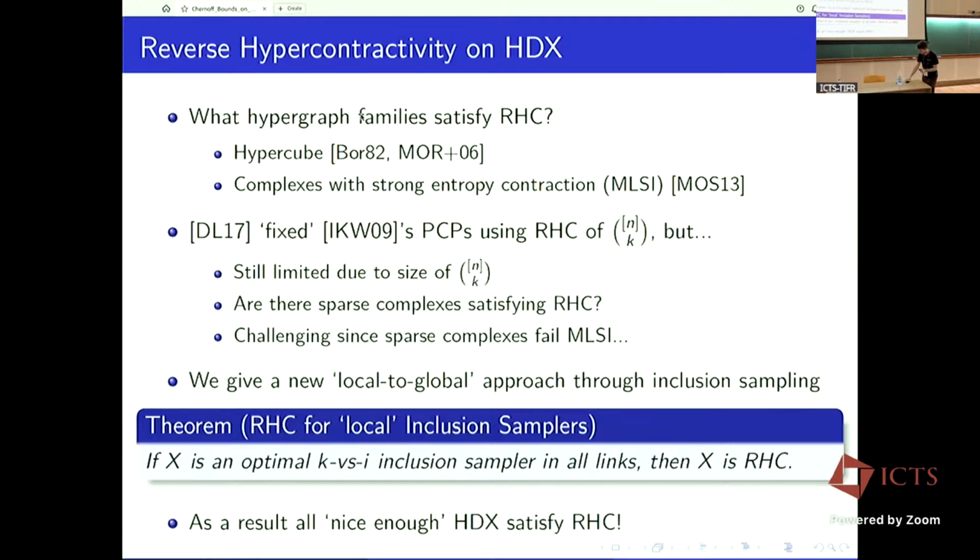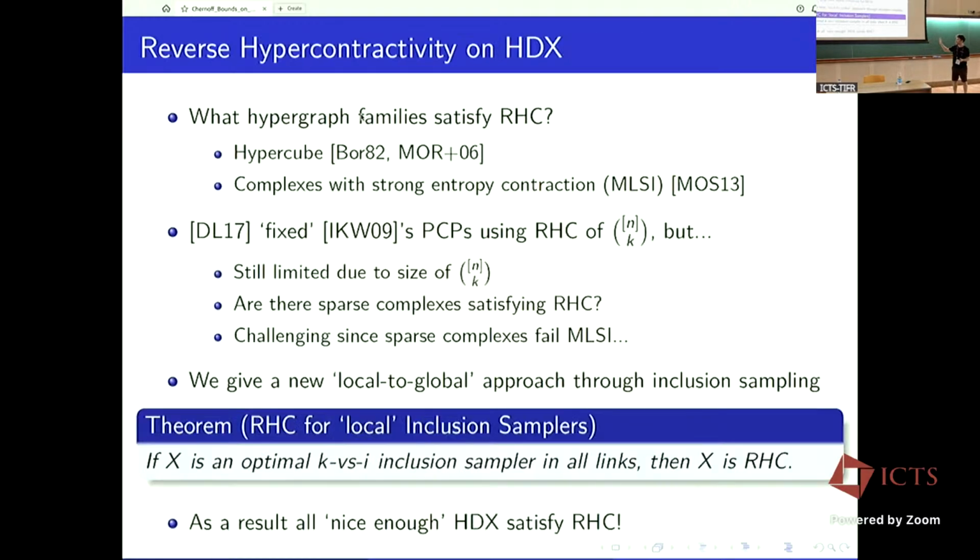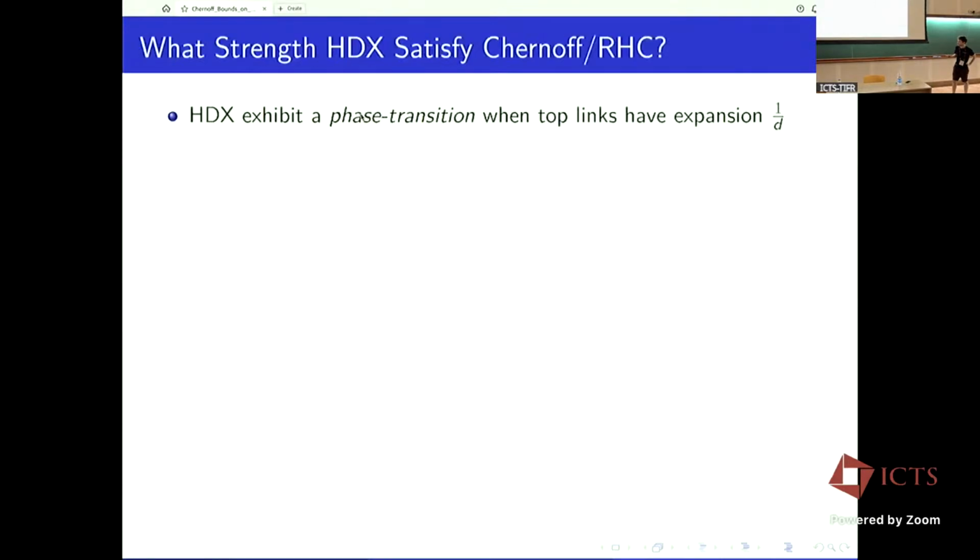Okay, now I get to the question of what is a nice enough high dimensional expander. I'll pause. Are there any questions about this before moving on? Okay, great. So let me get to Ramprasad's question, which I've been brushing under the rug. What is a nice enough high dimensional expander?